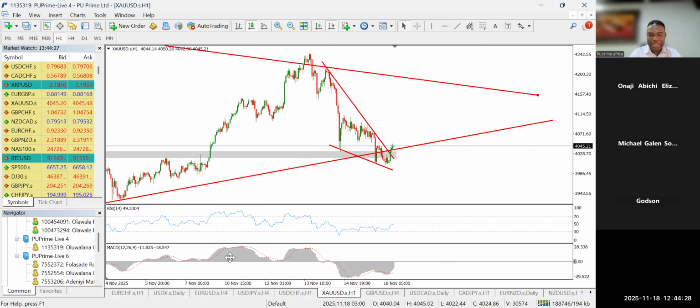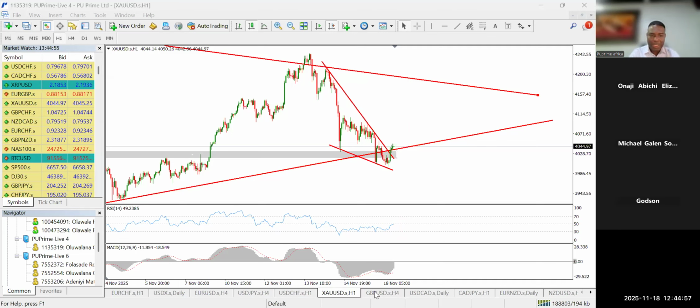RSI is not yet up to 50. MACD is still below zero. So there's a possibility, though we have a falling wedge now, we may still expect some retracement before the breakout happens. So gold is working according to plan, but not yet clear. I mean, not yet time to make an entry. Still exercise a little caution with gold. But aside from that, the overall trend is still bullish on gold also.